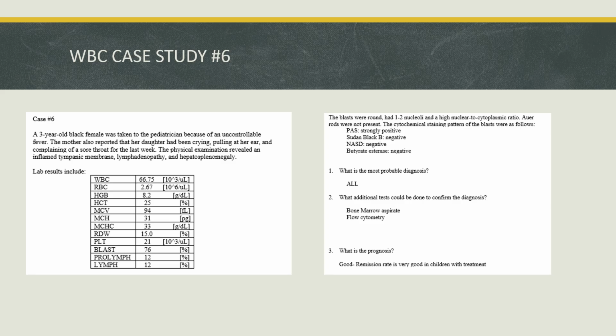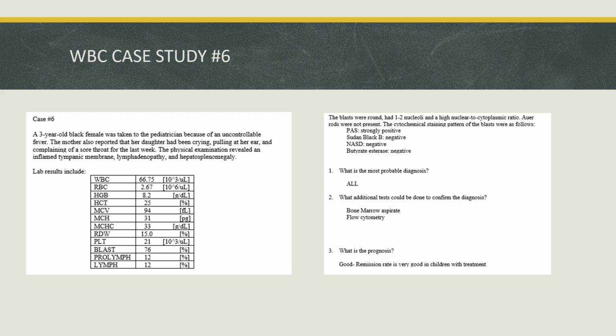So let's take a look at white blood cells, 66.75, which is elevated, red blood cell 2.67, hemoglobin 8.2, hematocrit 25, so this baby is anemic. MCV is 94, MCH is 31, MCHC 33, RDW 15.0, and this poor baby has 21 platelets.